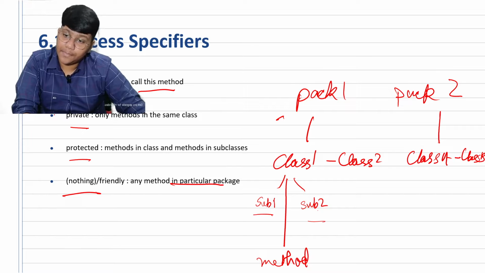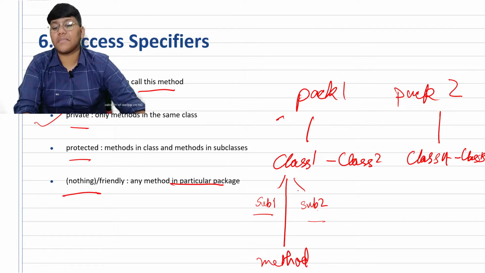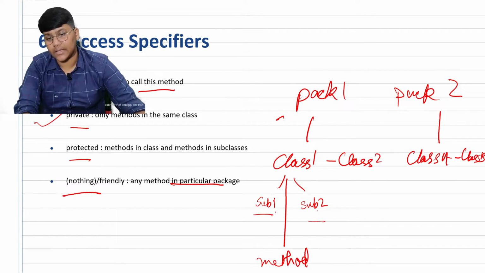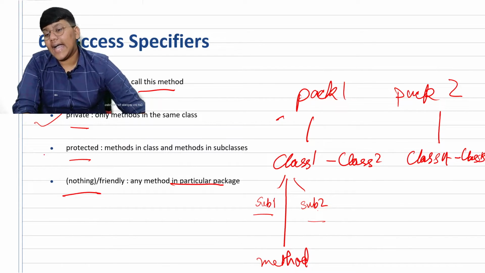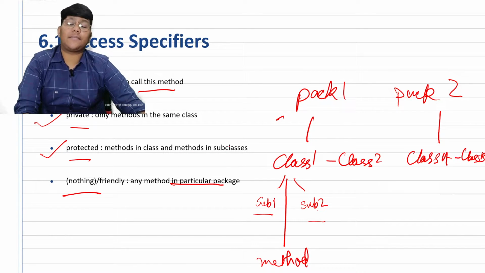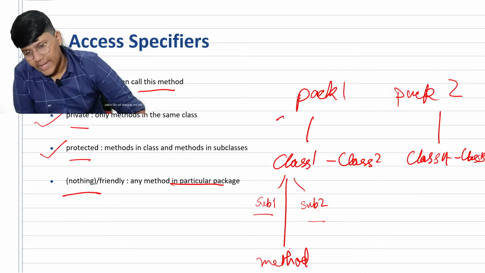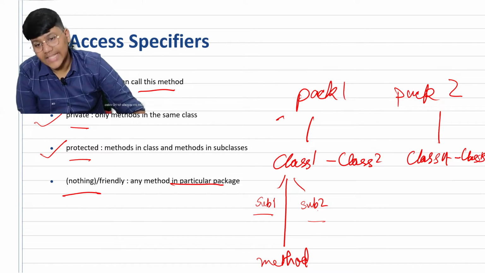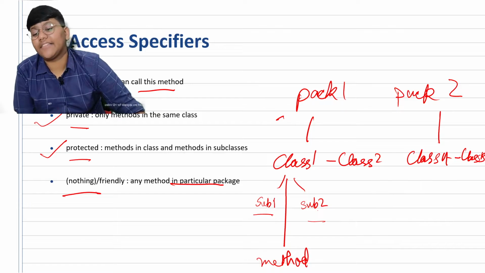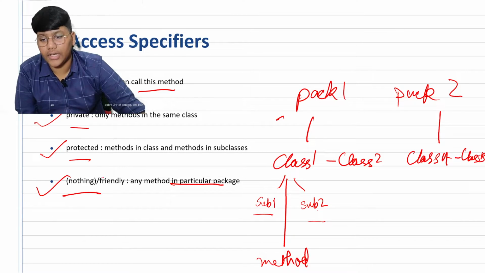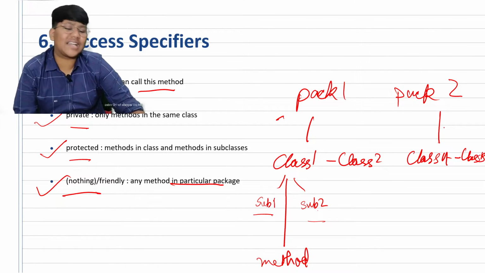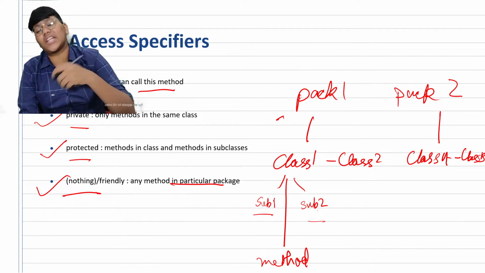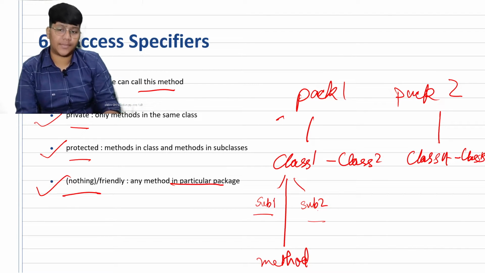But if this is private, only methods in the same class can call. Sub 1, sub 2, class 2, class A, class B cannot call. And if this is protected, methods in the same class and methods in subclasses can call, so the method can be called inside class 1, sub 2. And if there is nothing, friendly or default, any method in the particular package can call. So class 1, class 2 can call, but class A and class B cannot call because they are outside the package in which the method is present.